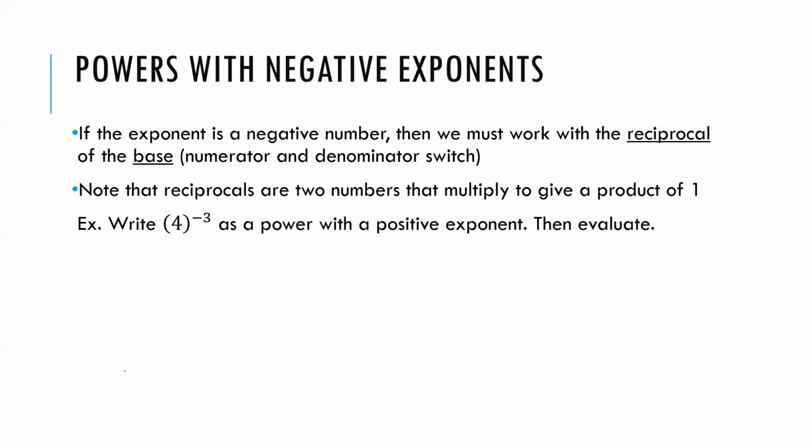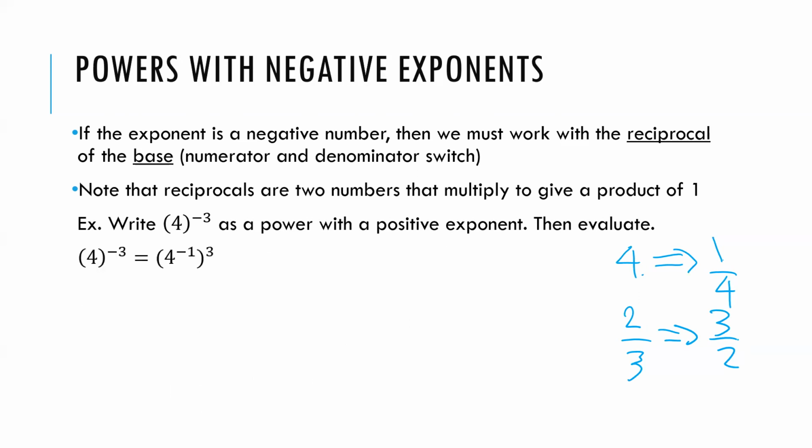As an example, the reciprocal of 4 would be 1 over 4. The reciprocal of 2 over 3 would be 3 over 2. And you can even check yourself. 4 times 1/4 gives us 1. 2/3 times 3 over 2 gives us 1, right? That's really what a reciprocal is. So if I want to evaluate what this power would be, what I'm going to do first is simply take the reciprocal of 4. So the reciprocal of 4 is 4 to the power of -1. We almost want to think of it that way.